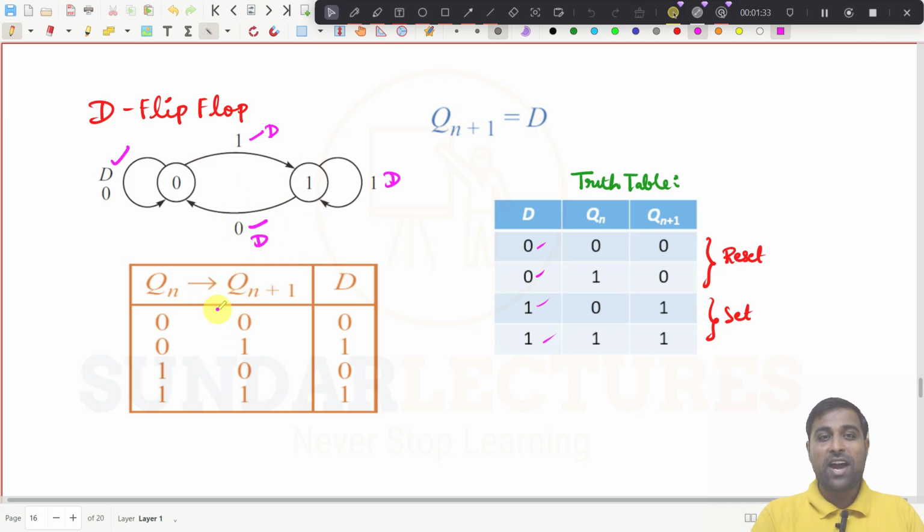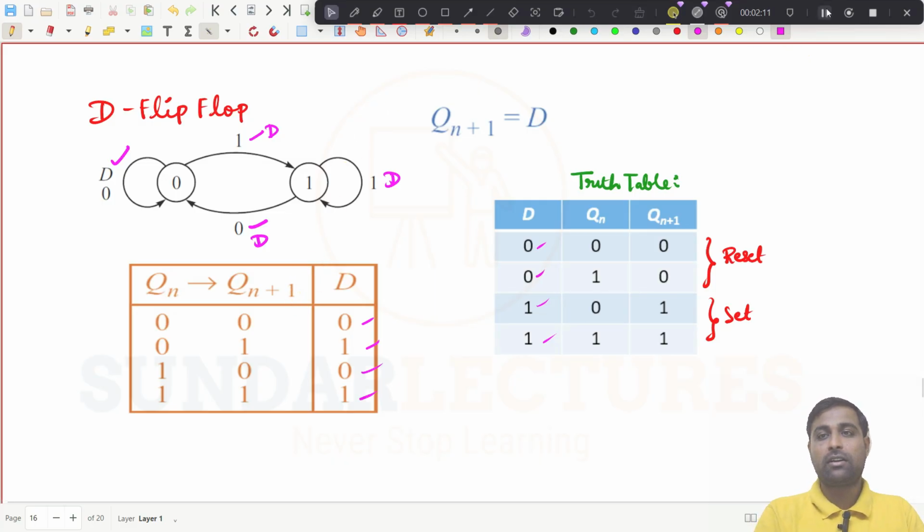This is the state diagram now, and the excitation table will be again the same. If the present state is 0, the next state should be 0, then the value of D is 0. If the present state is 0, the next state goes to 1, the value of D should be 1, right? And if the present state is 1, next state goes to 0, then the value of D will be 0. If the present state is 1, the next state is retained in 1, the value of D should be 1. That is the excitation table. Very simple excitation table, because we have only one input, right?